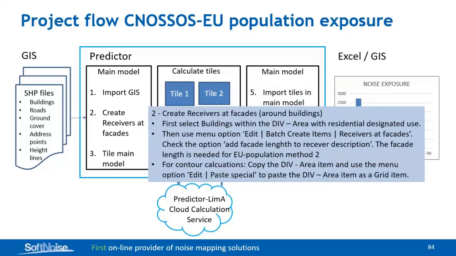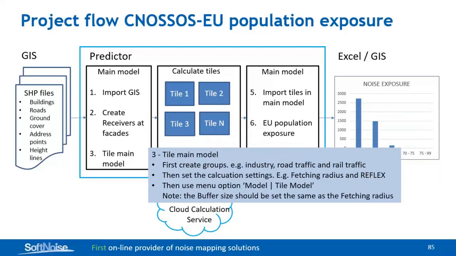Then we've created the receivers around facades, and you can select the buildings within the diff area with the residential designated use. That's a very easy reuse of this diff area. Then use the menu option batch create items, receivers at facade. You need to check the option add facade length. You need that facade length for method 2. And then for contour calculations, you can also copy the diff area and paste it as a grid. And then you automatically have your noise contours within the agglomeration boundary once calculated.